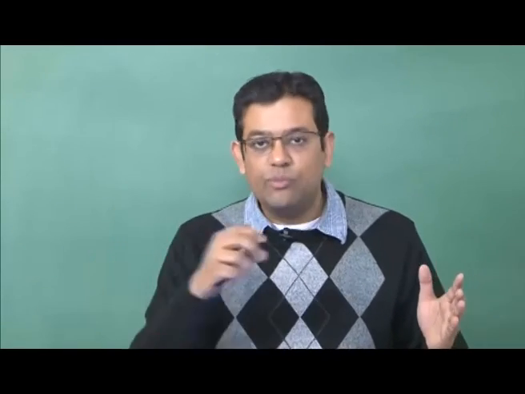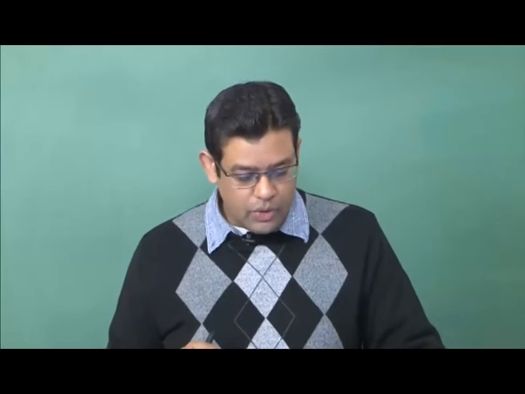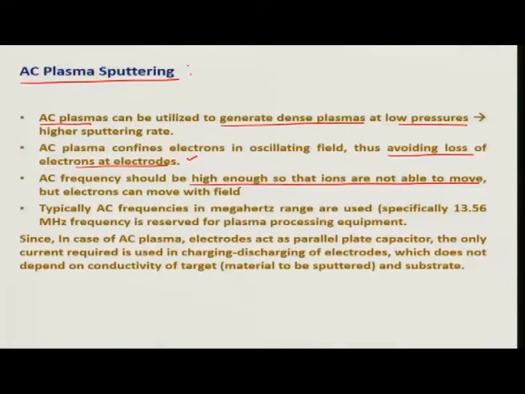So, they can keep moving in one direction. In which direction, we will discuss this, because in AC plasma there is no fixed anode or cathode. But the AC frequency should be high enough so that ions are not able to move. Typical AC frequencies are in the megahertz range for this effect, and specifically this 13.56 megahertz radio frequency, called radio frequency or RF.